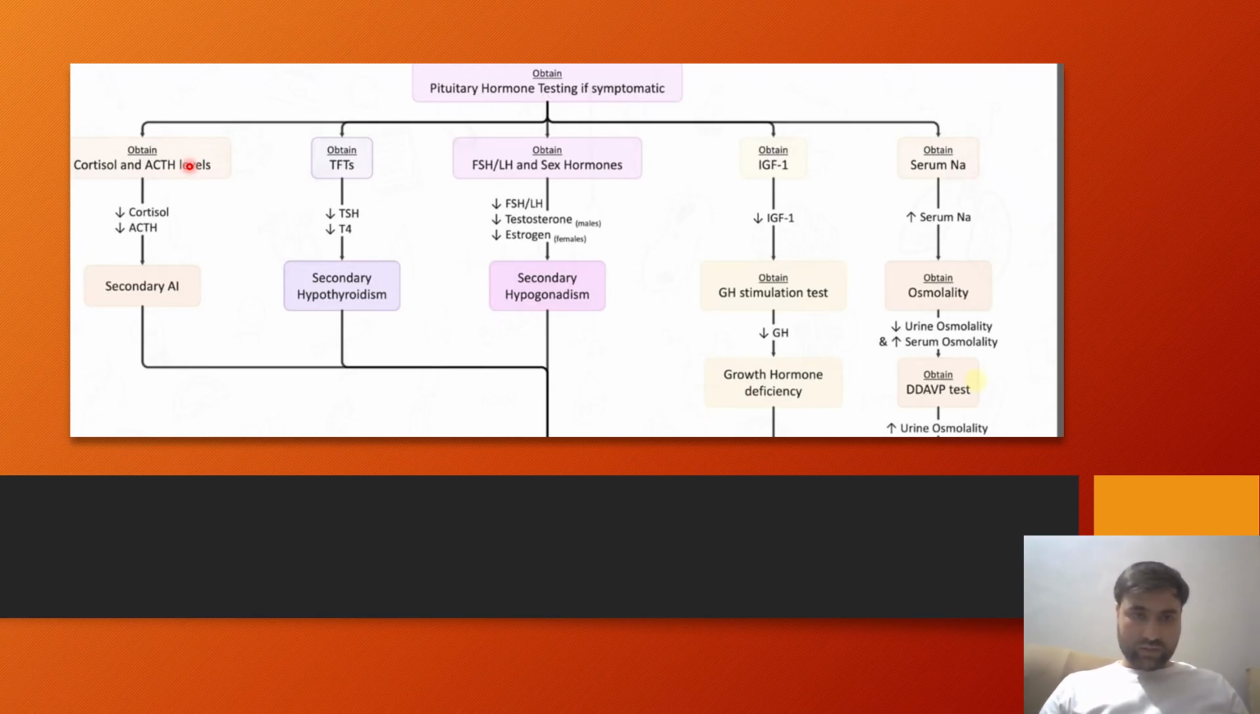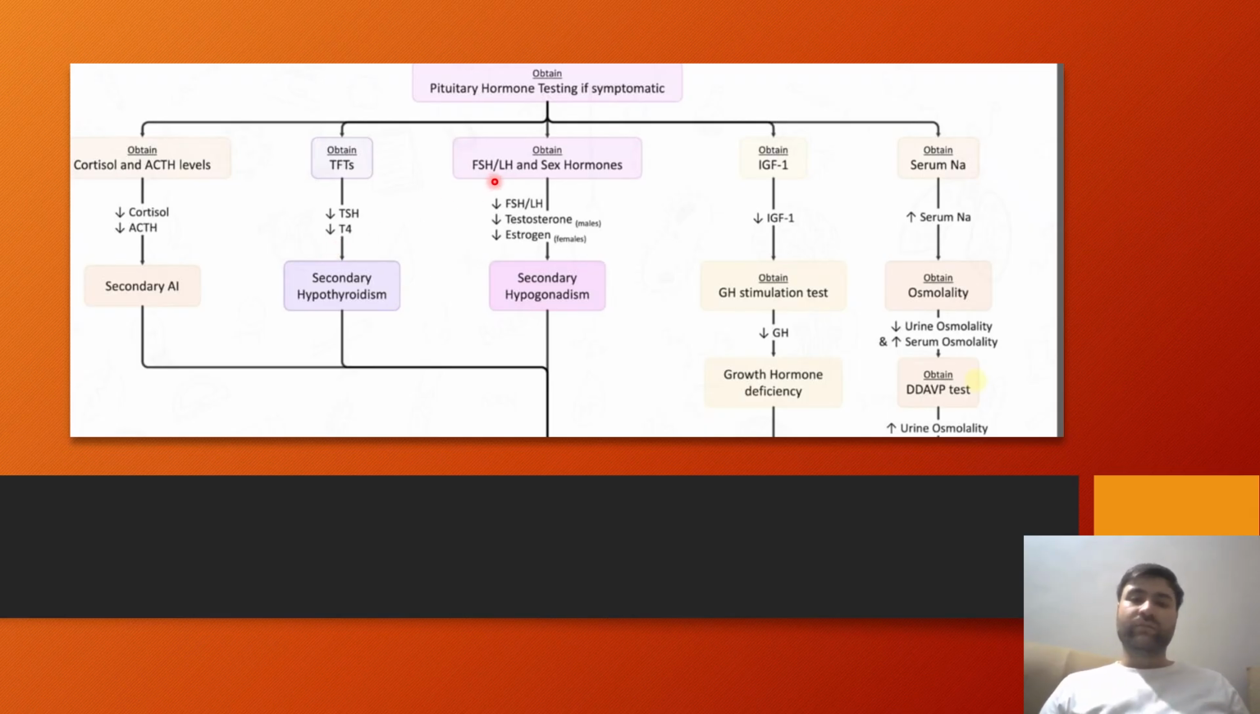Now you can see that when you have suspicion of deficiency of pituitary hormones, then you obtain cortisol and ACTH levels. If cortisol levels are low and ACTH levels are low, so both are low, then it is secondary adrenal insufficiency. You should also obtain thyroid function tests. If there is TSH deficiency and also T4 levels are low, then it is secondary hypothyroidism.